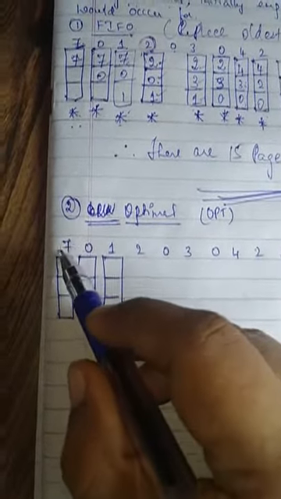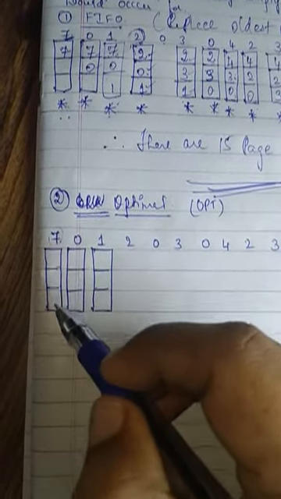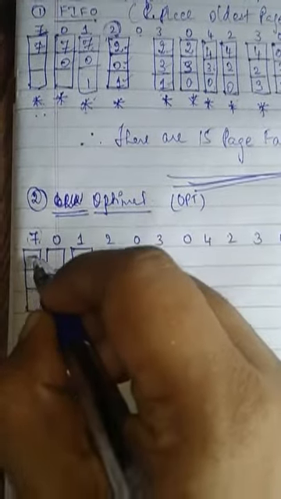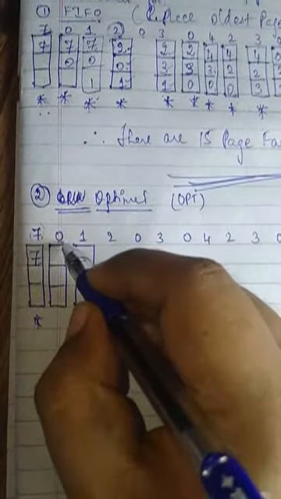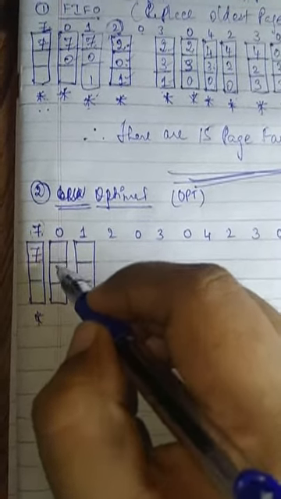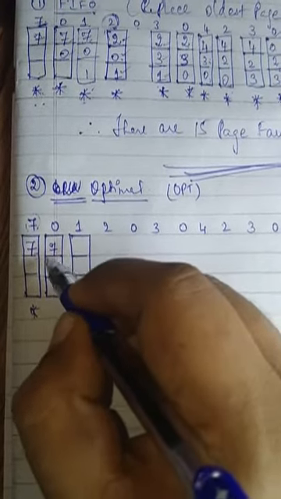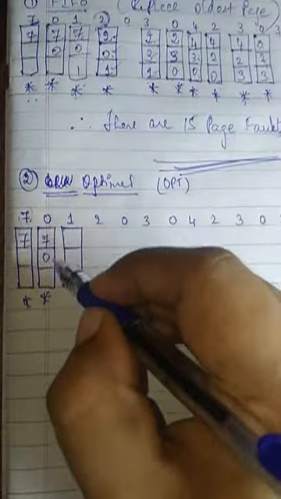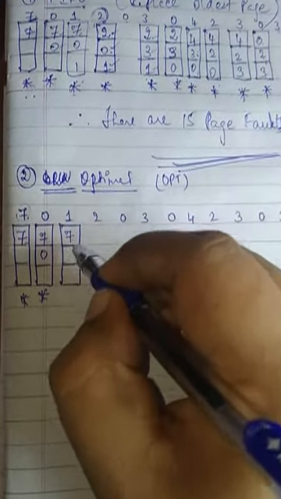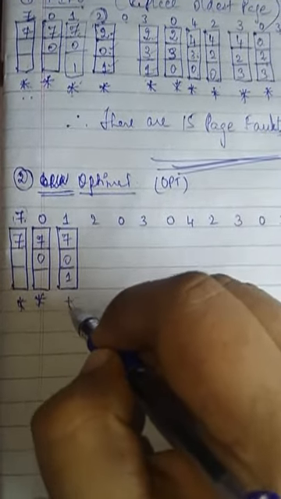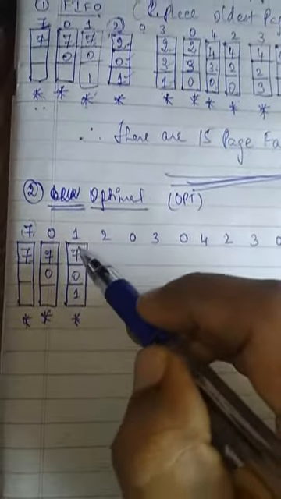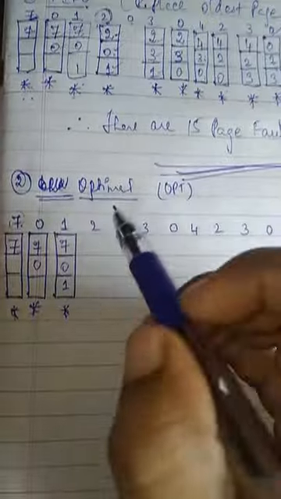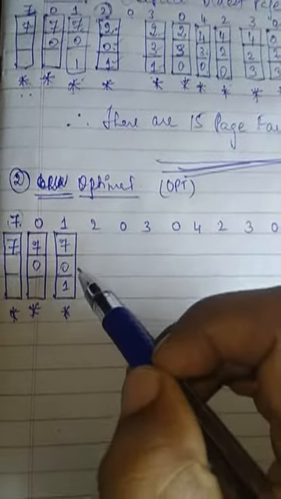You're searching for page 7 in the main memory, it is not there, so it is a page fault. So you're loading 7. Again 0 is not there, so you're loading it, again a page fault. 1 is not there, so you have to load it, again a page fault. Now 2. Now what happened? All the 3 frames are filled. Now you have to go for the page replacement technique. Which page do you have to replace?